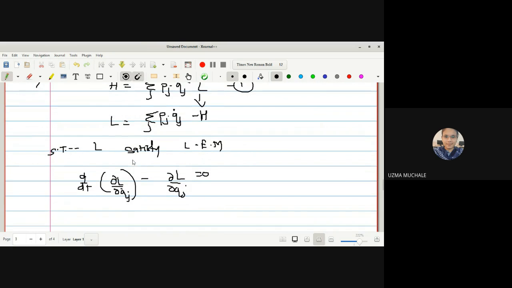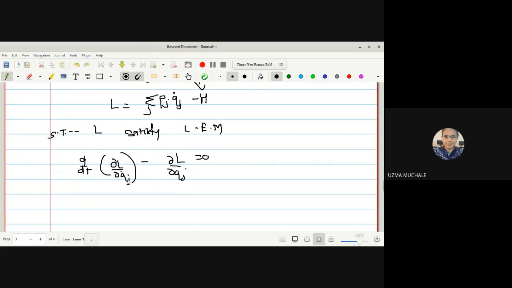So L is with you. First let me find out the value of dou L by dou Qj, and then find out the value of dou L by dou Qj dot. Dou L by dou Qj. Okay, we have to differentiate this with respect to Qj. Is there any term of Qj in the first one? Pj is there, Qj dot is there. So what is the derivative?